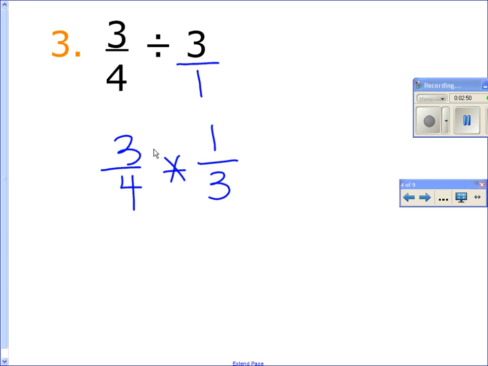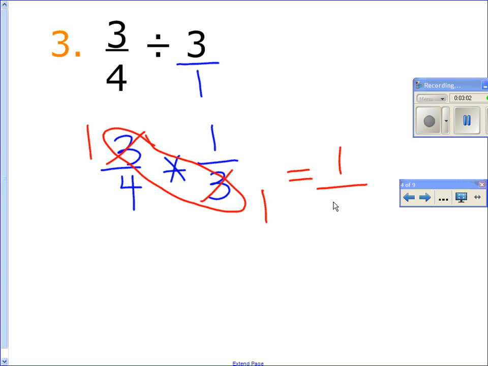Okay, we do have numbers that can cancel on this one. 3 and 3 can cancel. 3 divided by 3 is 1. 3 divided by 3 is 1. Then you multiply straight across. 1 times 1 is 1. 4 times 1 is 4. So you have 1/4 is your answer for this problem.